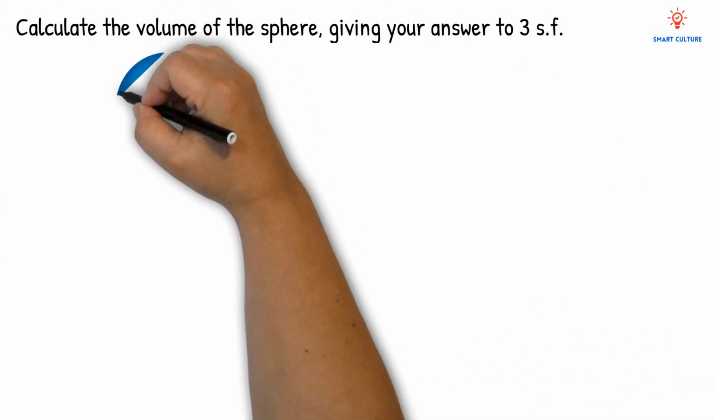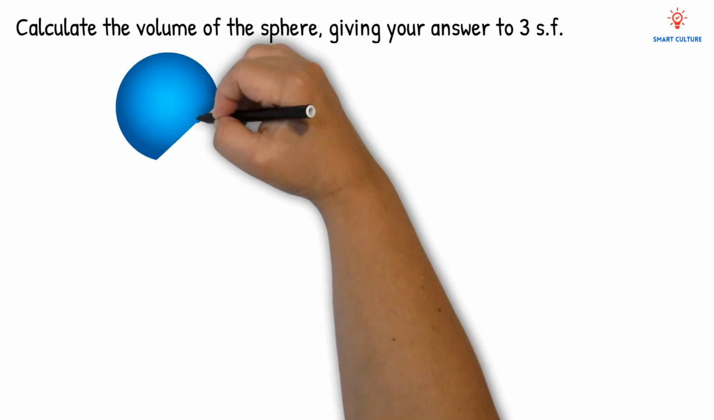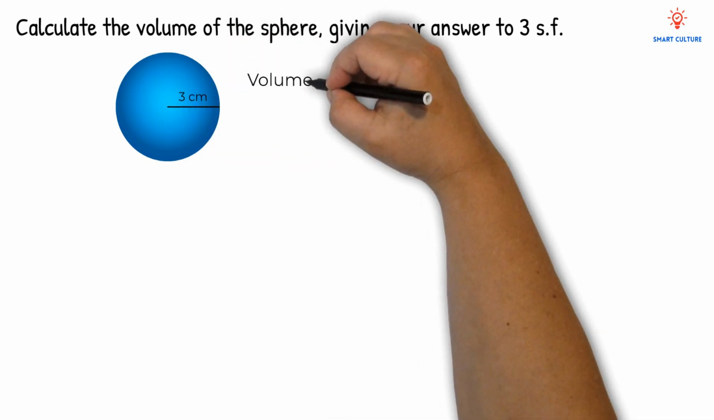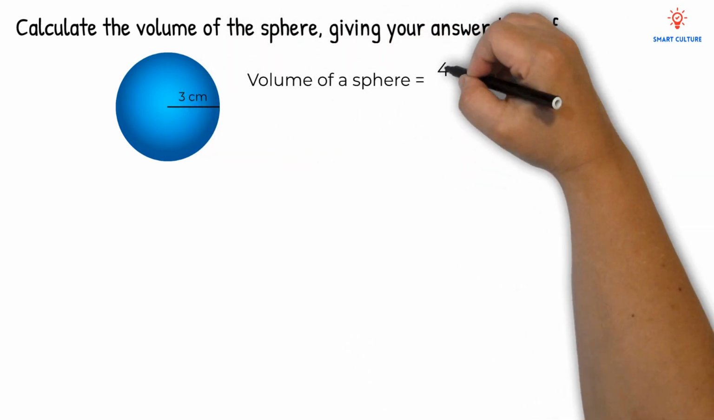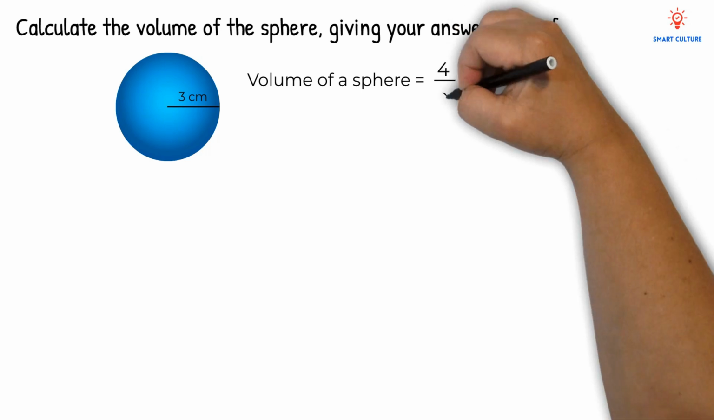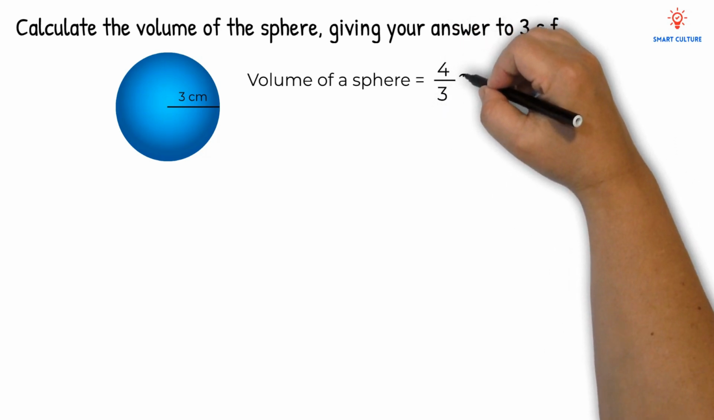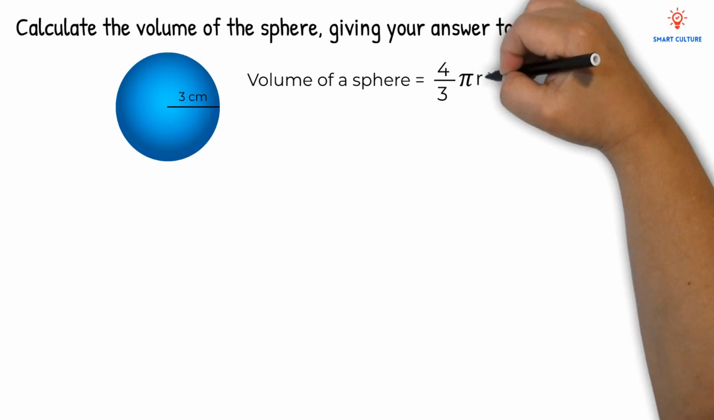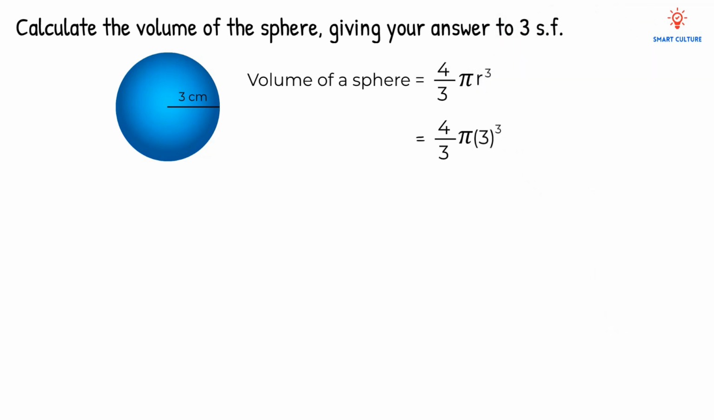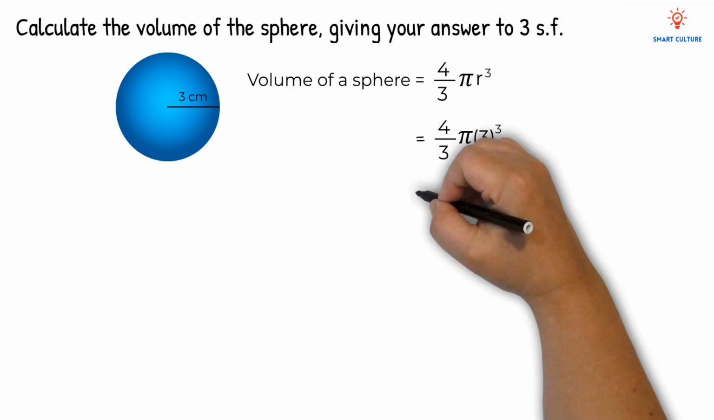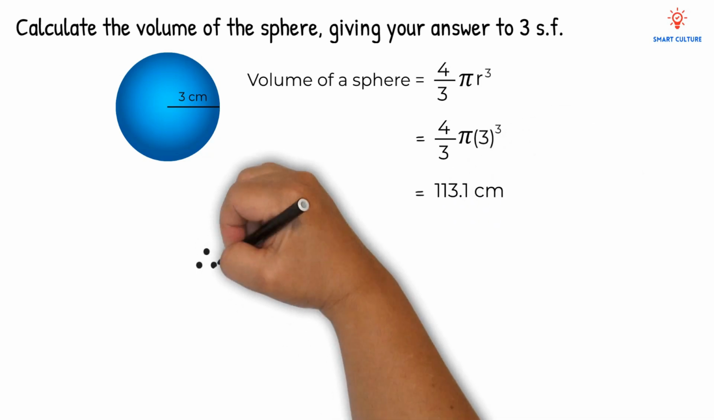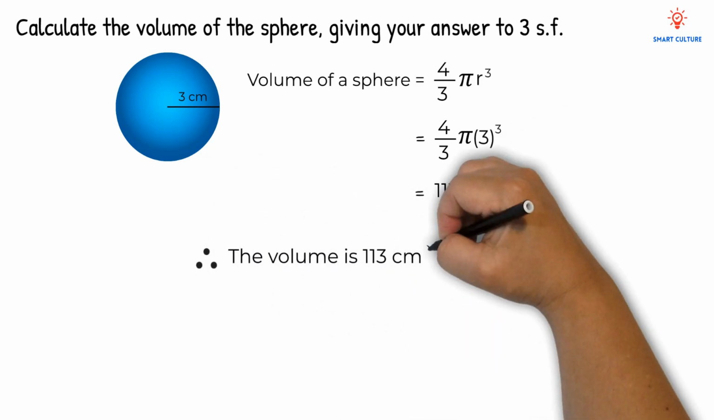Let's take a look at this example question. Calculate the volume of the sphere, giving your answer to 3 significant figures. So what we do is we write down the formula that we can use to determine the volume of a sphere, and then we plug in the value for the radius, which in this case is 3. So then we get 113.1 cubic centimeters.